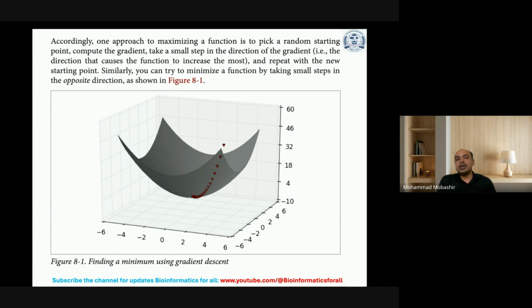Here it says, one approach to maximize a function is to pick a random starting point and compute the gradient. Take a small step in the direction of the gradient and repeat with the new starting point. Similarly, you can try to minimize a function by taking small steps in the opposite direction. And this is what you are seeing in this figure.